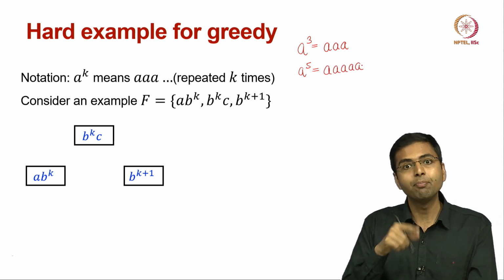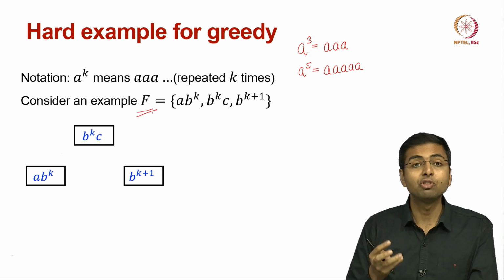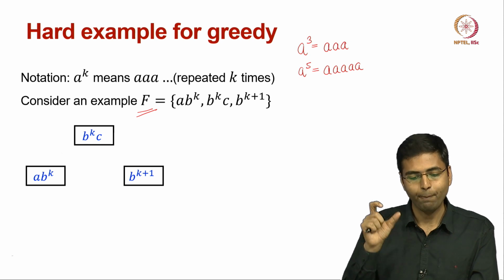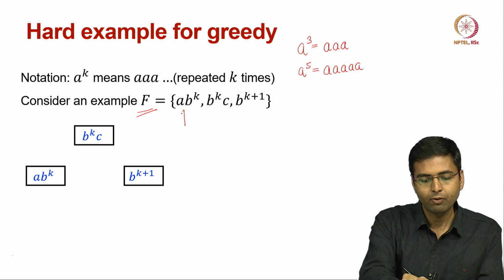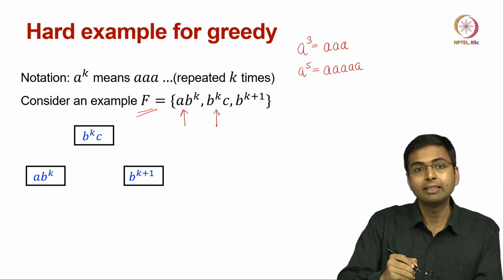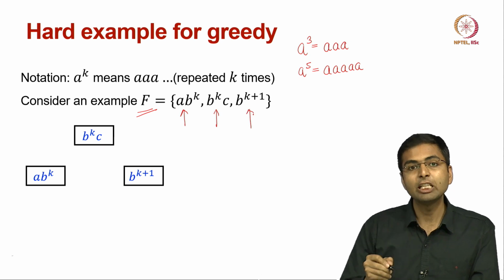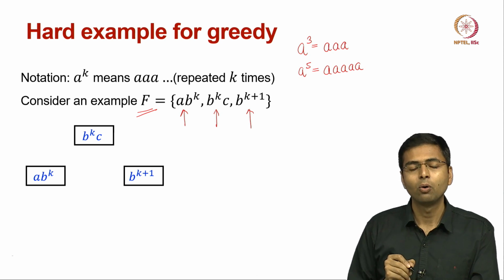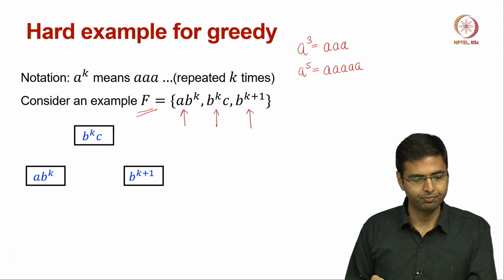So, with that notation in mind, let us consider this example where you have 3 input strings. The first is A B raised to power k. Your second string is B raised to power k C, and your third string is B raised to power k plus 1. Now, in this case, what can greedy algorithm do? That is, what would be the output of greedy algorithm?